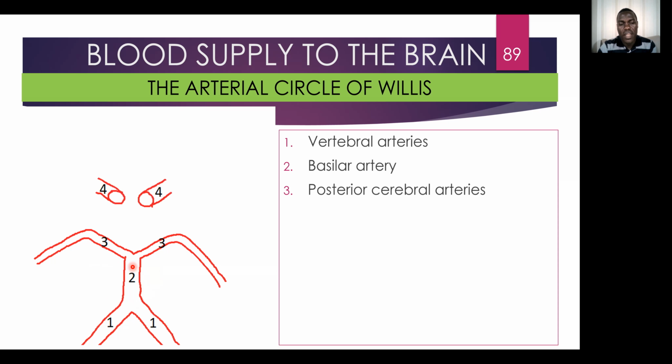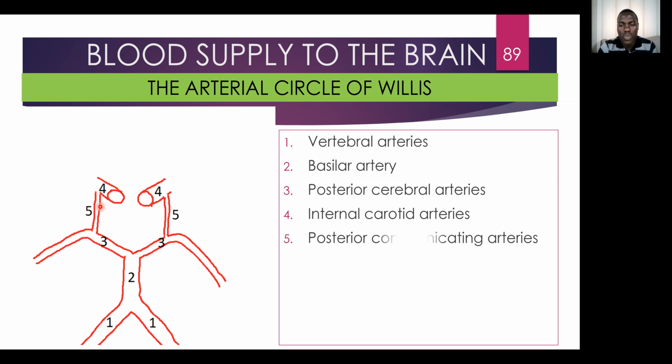Internal carotid arteries, on the other hand, are two. They come from the common carotid arteries. They enter through the carotid canals. Each internal carotid artery divides into two. Before that, there's a connection between the internal carotid artery and the posterior cerebral artery. That connection is called the posterior communicating artery. We commonly call it PCOM, in abbreviation for posterior communicating.